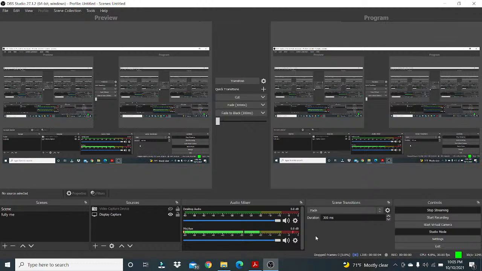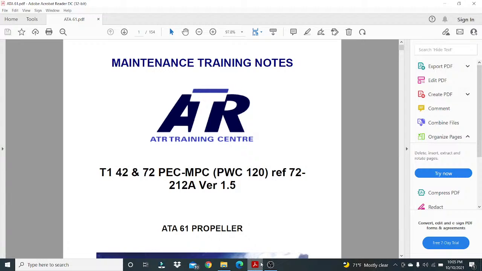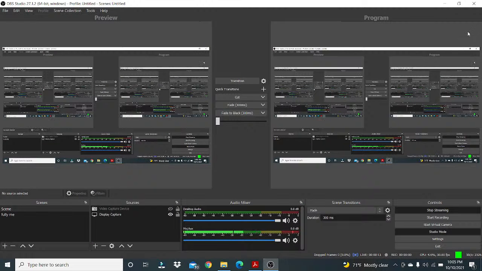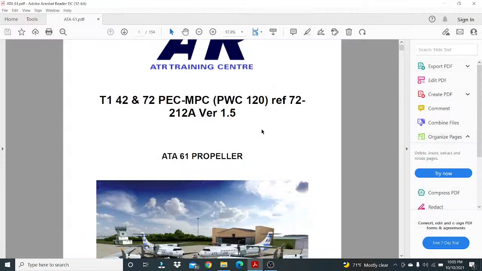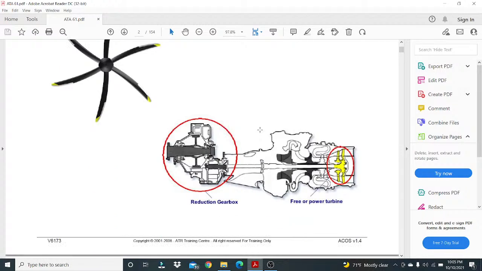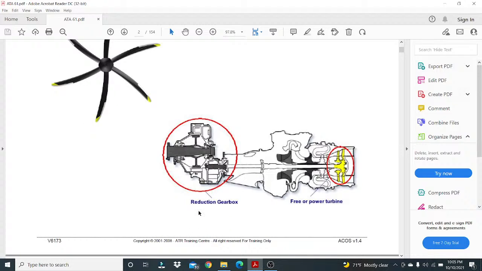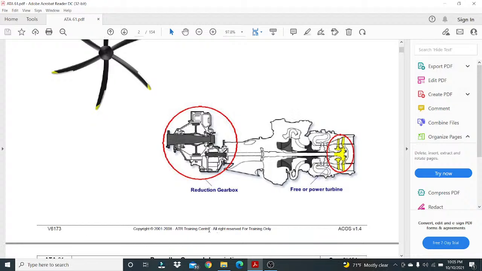Hello everyone, so today we'll be studying about propellers straight from the manual of ATR. So what is a propeller in ATR? There are six propeller blades in ATR 72. This is the reduction gearbox, it's a free power turbine, right? So we'll Google and see what is reduction gearbox and what is free power turbine.